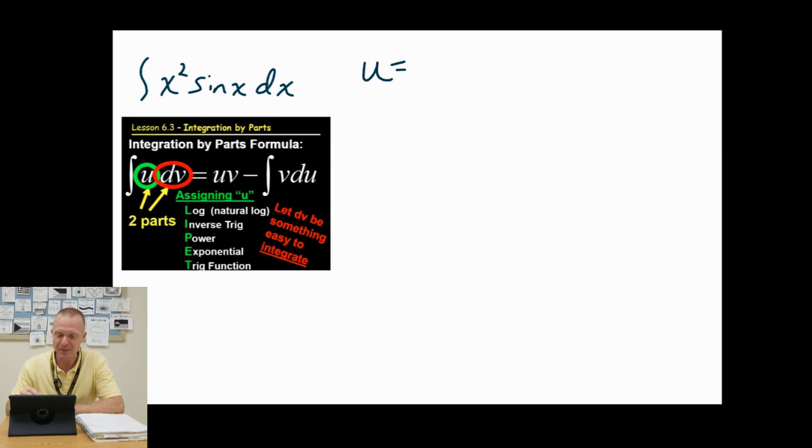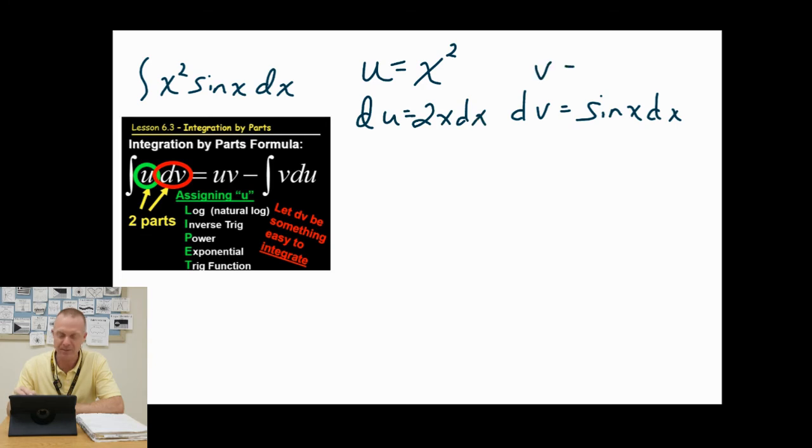Now, the LIPET test says that you would have to assign u to be a power. It's kind of the first one that we see on the list. So, of course, u equals x squared. dv is just going to be the rest of the problem. Looks like all we have left is a sine dx. Still need the derivative of x squared. That's 2x dx. And the antiderivative is going to get you v. Remember, you're going back to the antiderivative, and that should be an opposite cosine.